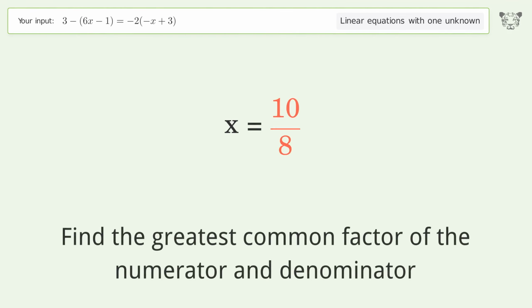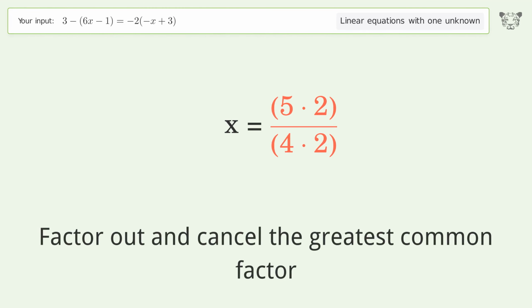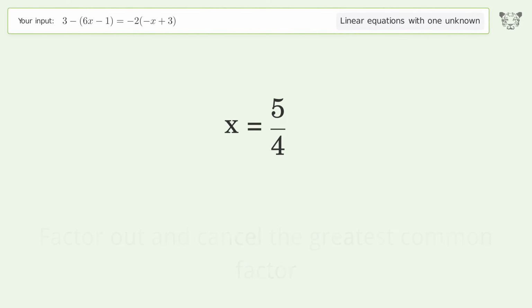Find the greatest common factor of the numerator and denominator. Factor out and cancel the greatest common factor. And so the final result is x equals 5/4.